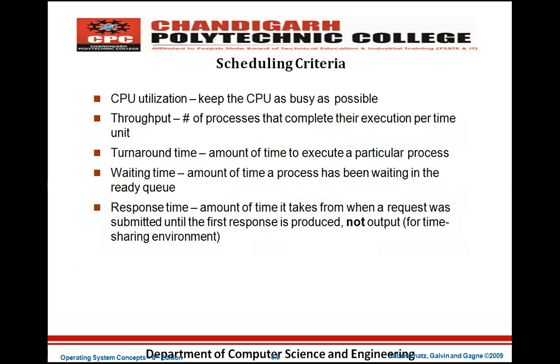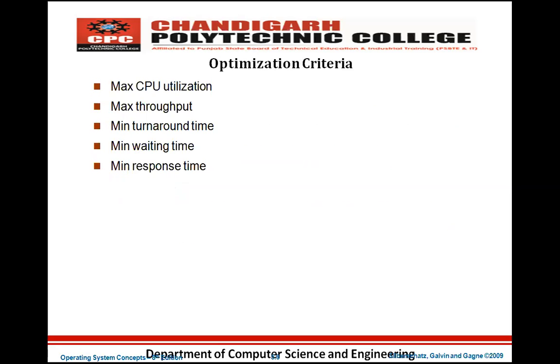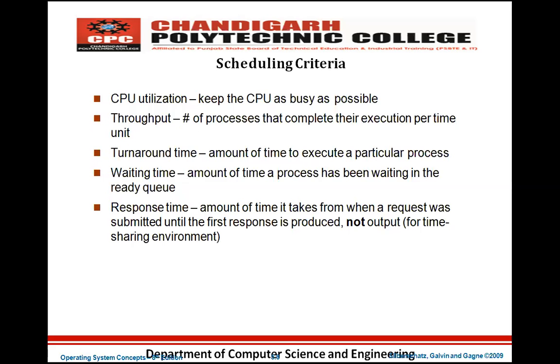Second is throughput. Throughput is the number of processes completing execution per unit time. We want the throughput to be very high. What will be the maximum criteria while doing scheduling and what will be the minimum criteria? We will discuss all these also. We want CPU utilization to be maximum. And we want throughput to also be maximum. The number of processes executing per unit time, we also want it to become maximum.